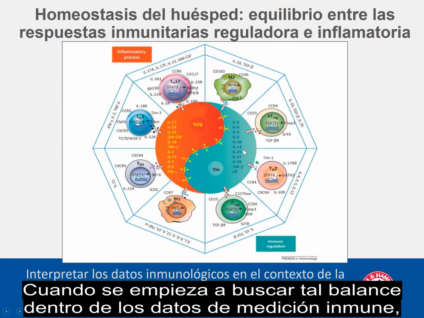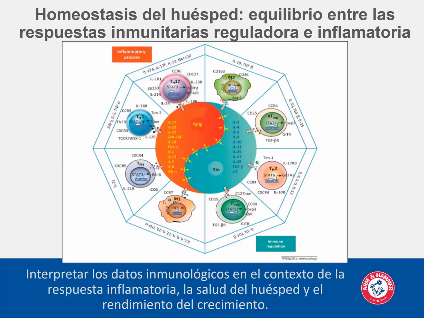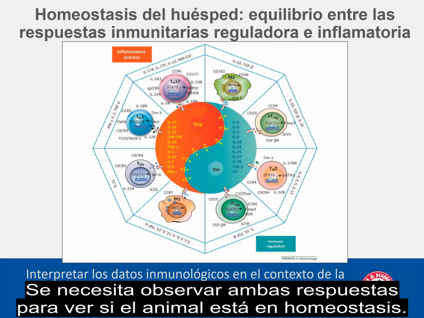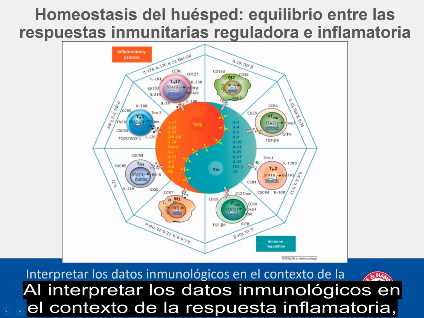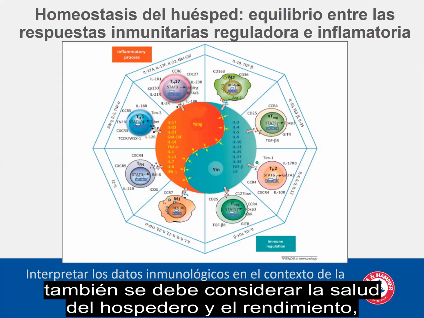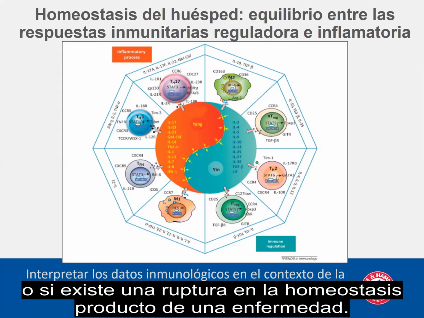So when you start looking for that balance within the immune measurements that we can measure, that helps to start paint the picture of whether or not there's an inflammatory response going on. Is there a regulatory response going on? And do you see both, so that the animal seems to be in host homeostasis? So then when you interpret the immune data in the context of that inflammatory response, you also have to consider host health as well as the host growth response, because that can give you a clue as to whether or not that response is in homeostasis or if there's a disruption in host homeostasis by disease.